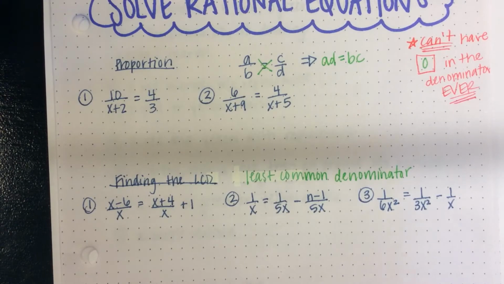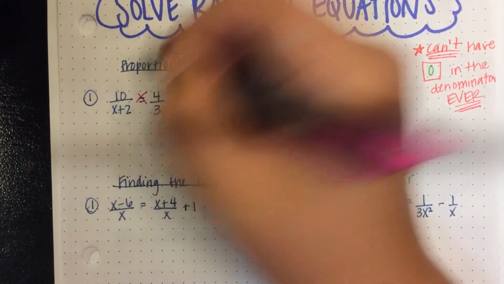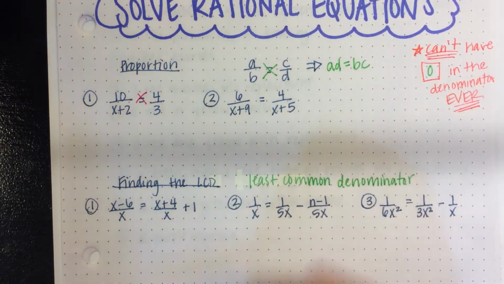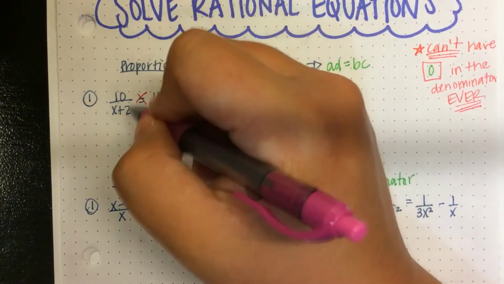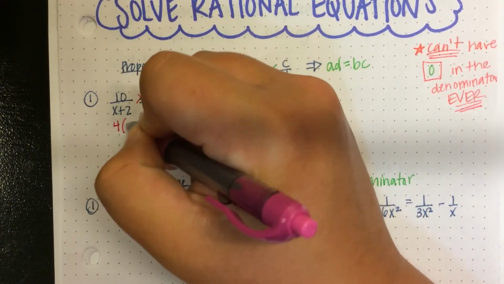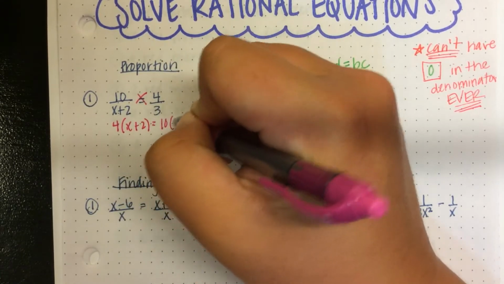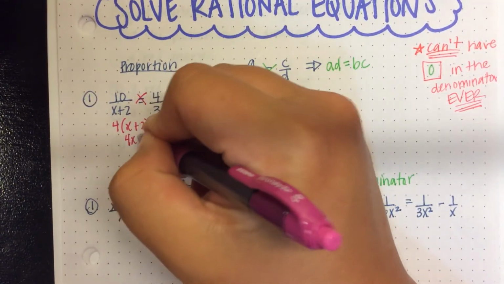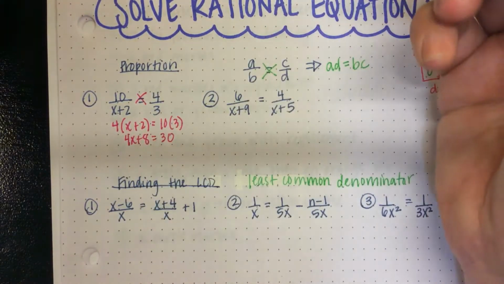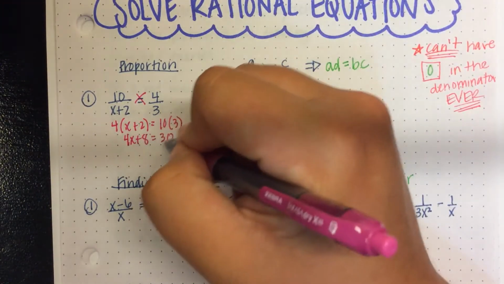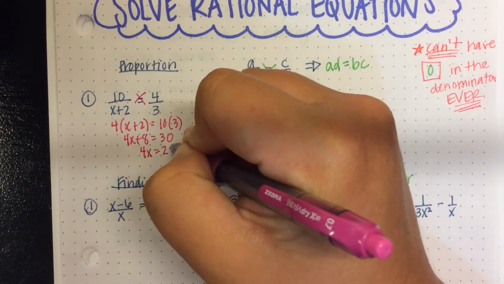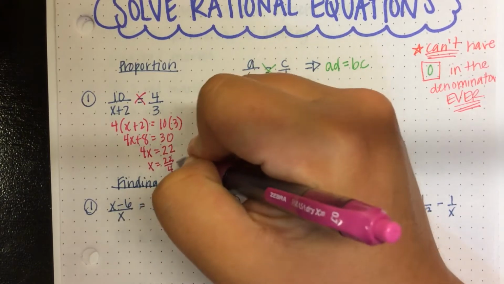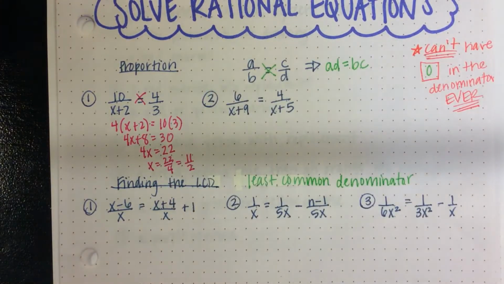Okay, so the first two are our proportions. So I'm going to solve these by cross multiplying. It doesn't matter if you put the B times C equals A times D or vice versa. I like to keep my X on the left if I can. So I'm going to do 4 times X plus 2 equals 10 times 3. And again, it doesn't matter as long as you have the right pairs. Distribute, so we get 4X plus 8. 10 times 3 is 30. And now it's linear. I'm just solving for X. So I'm going to subtract 8. So then we get 22, and then divide by 4. So I get 22 over 4, which I can simplify to 11 over 2.